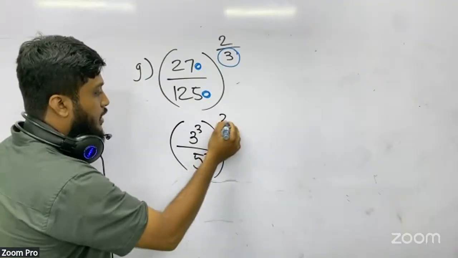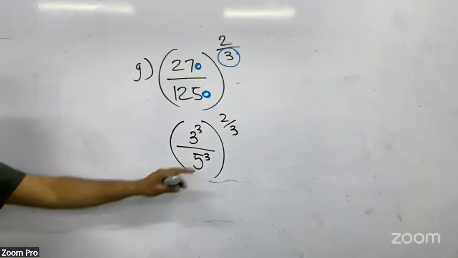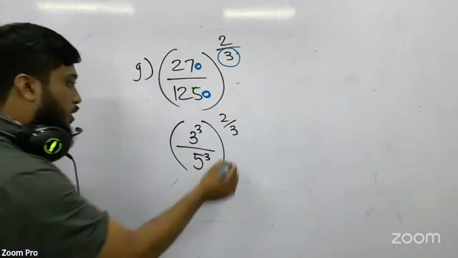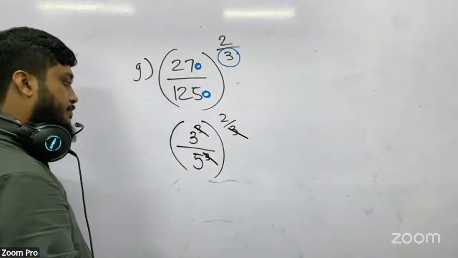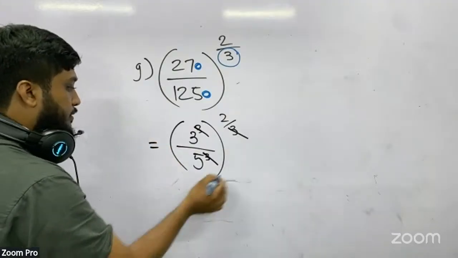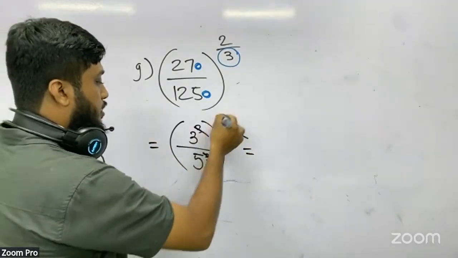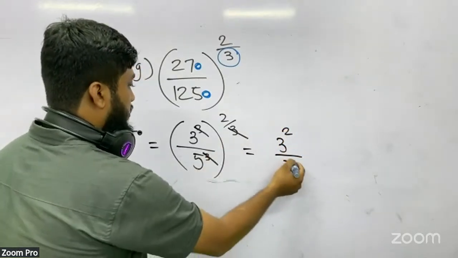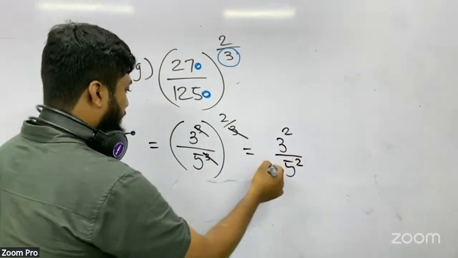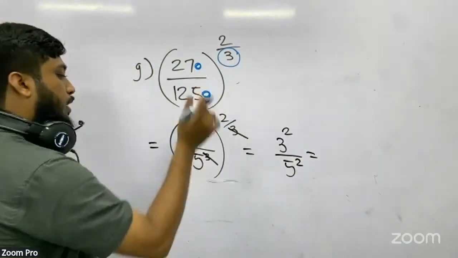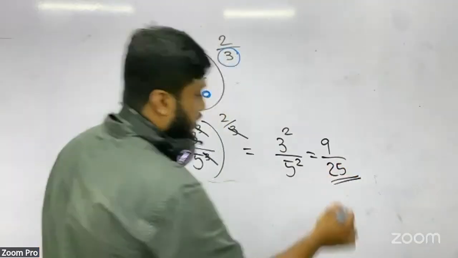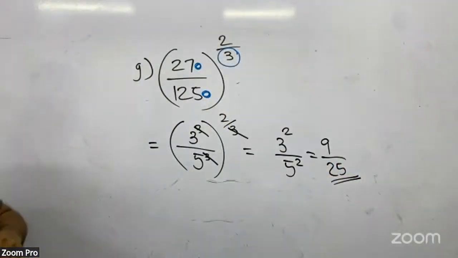And 2 over 3 I have to write here. This 3 is common for both. Therefore, what should I do? I have to cancel this 3, 3, 3. Then I have to write like this: 3 to the power 2 and 5 to the power 2. You need not write it like this, but if you want, you can remove the bracket and write. Then 3 to the power 2 is how much? 9. 5 to the power 2, 25. We get the answer. Can you understand that part?